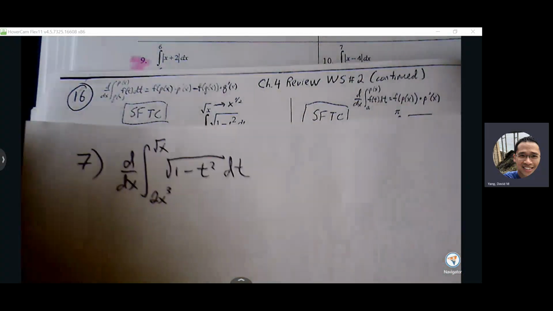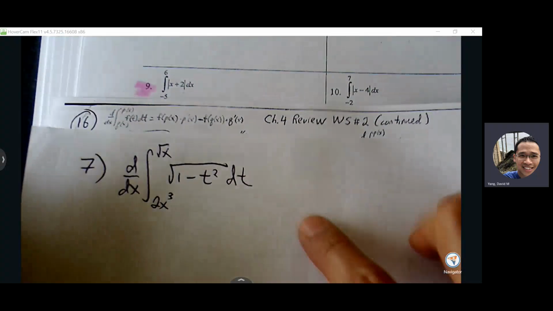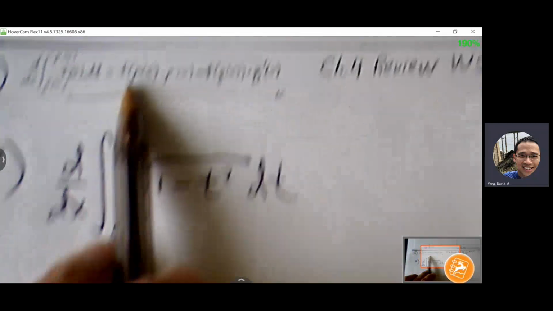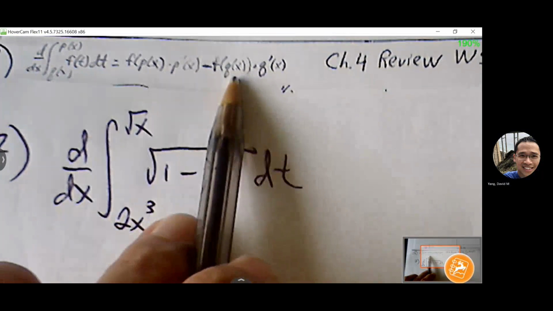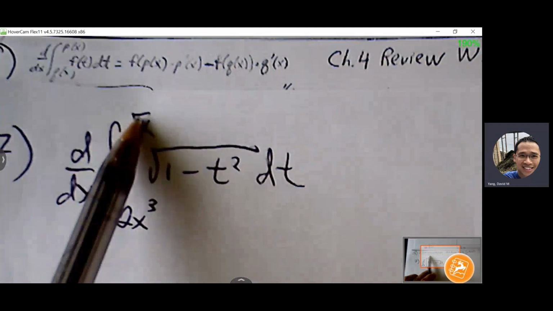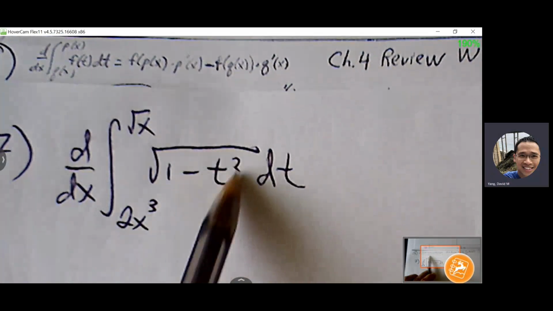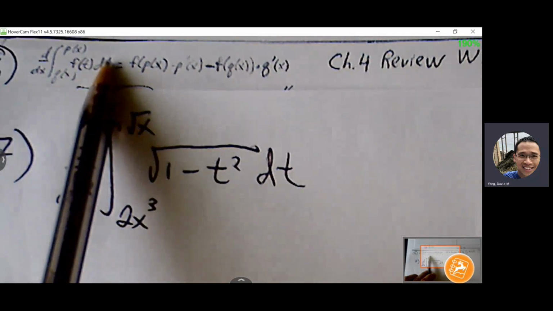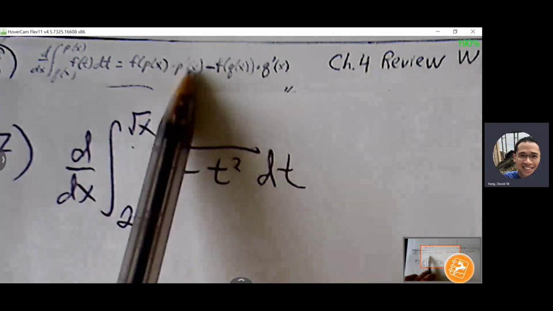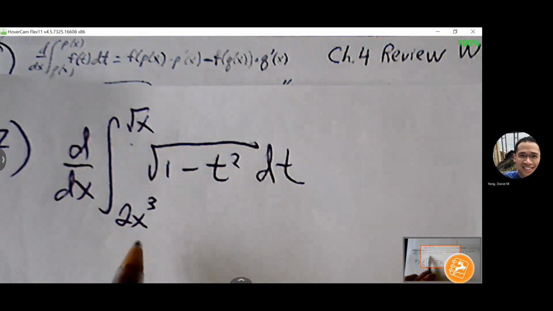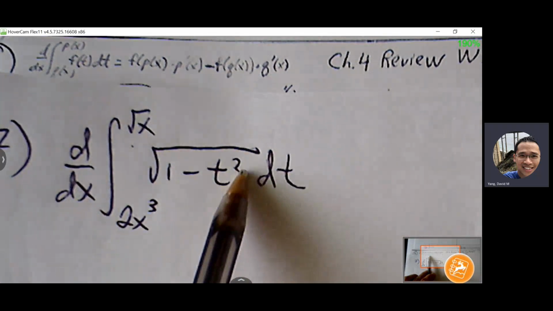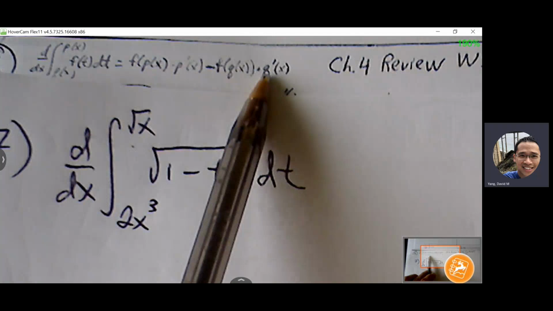If the upper and lower bounds are both variables, we're going to follow this rule here. This rule is f of p of x times p prime minus f of q of x times q prime. What that means is I'm going to take this upper bound, insert it into the variable of the expression. That's my f of p of x, multiplied by the upper bound's derivative, minus big parentheses, f of q of x times q prime. So I'm going to insert the 2x cubed into the expression variable multiplied by the lower bound's derivative.